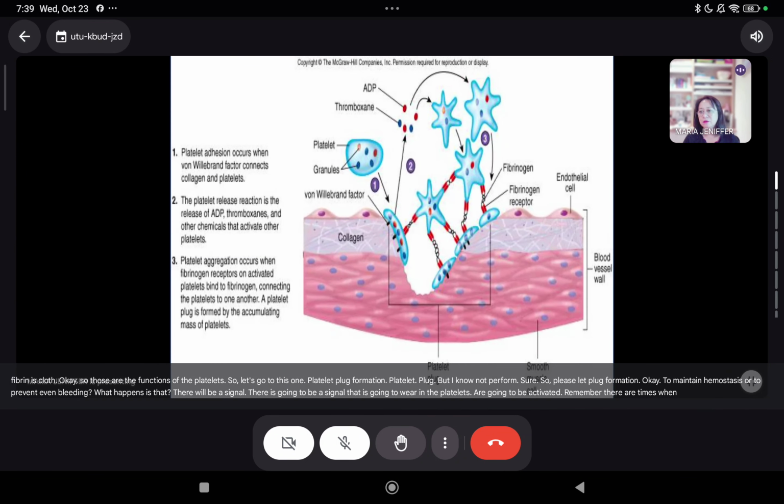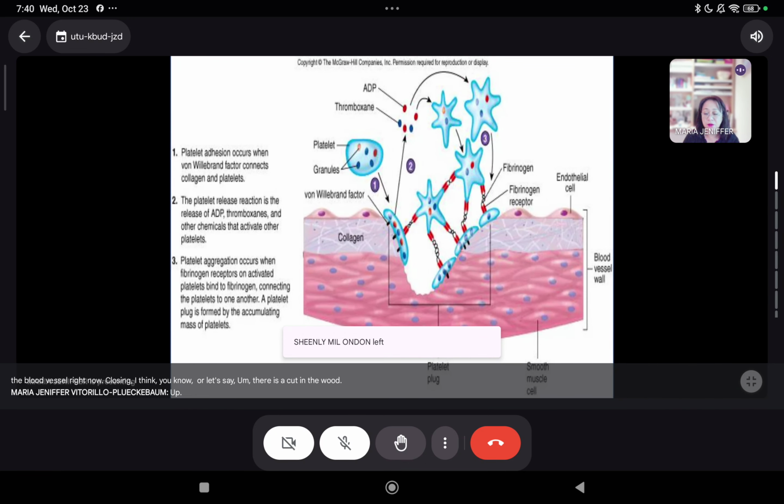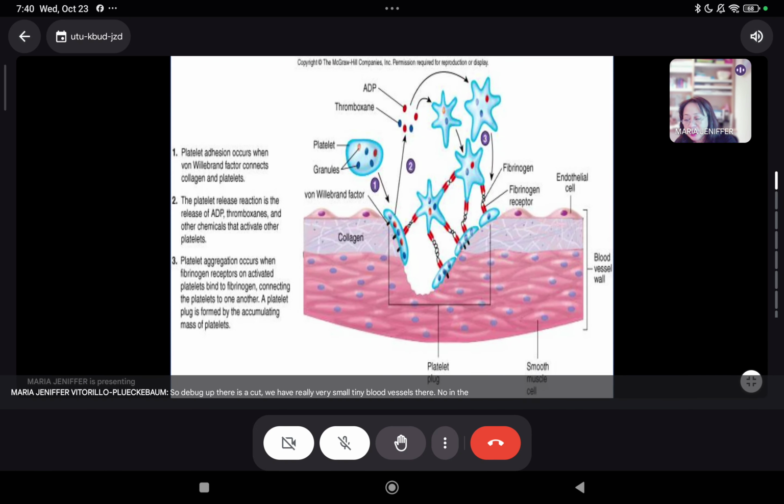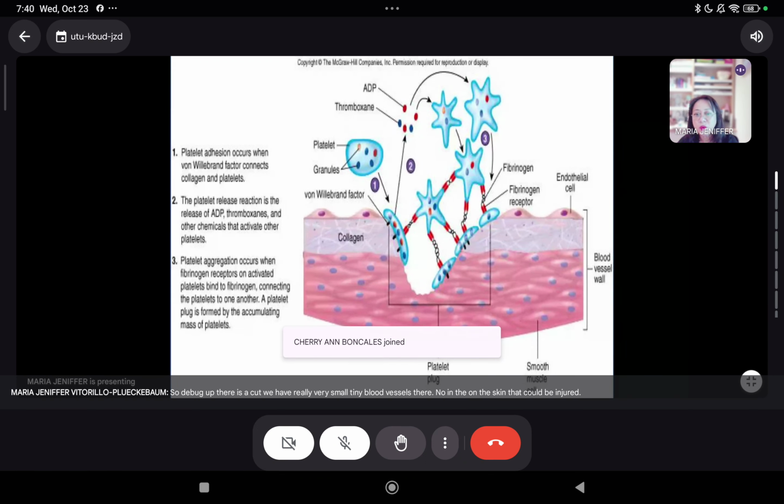Remember, there are times when di naman natin alam, there is a tear or a rupture of the blood vessel. Of course, it needs to be stopped. Every day we bump into something that can cause damage to the blood vessel, kahit na closed yung ating skin. Or let's say there is a cut in the skin. Di ba kapag there is a cut, we have very small, tiny blood vessels there that could be injured. So what is the problem? It could lead to bleeding.